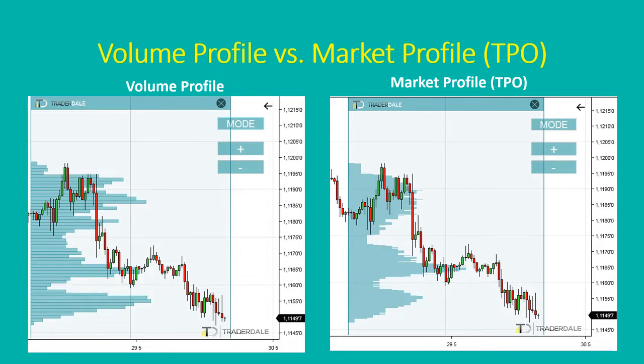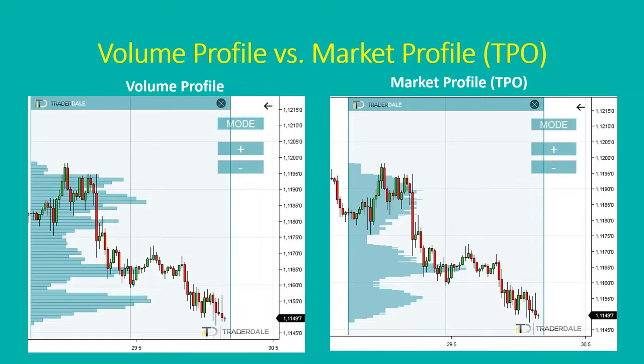However, the TPO calculation comes in handy in situations when you don't have access to volume data, when you only have price action data, you only have price and time. In this case, the TPO is the only calculation you actually can use. So for example, if you don't have volume data for some trading instruments, sometimes for example for Bitcoin or for stocks, then you can use the TPO calculation and it will work even though you don't have the volume data.